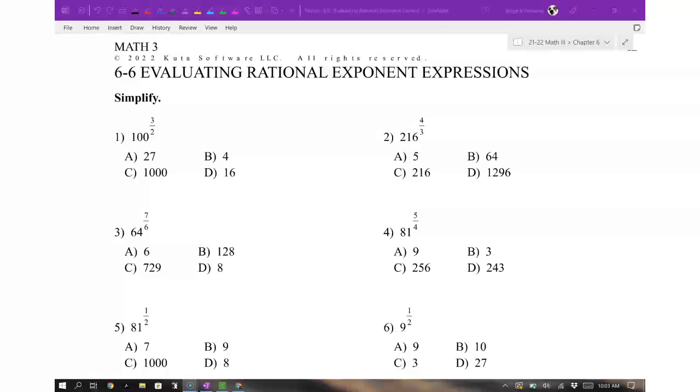All right, so section 6.6, we're just evaluating rational exponent expressions. Now, it may just be numbers, or it might be more than just numbers. We're going to see right now.